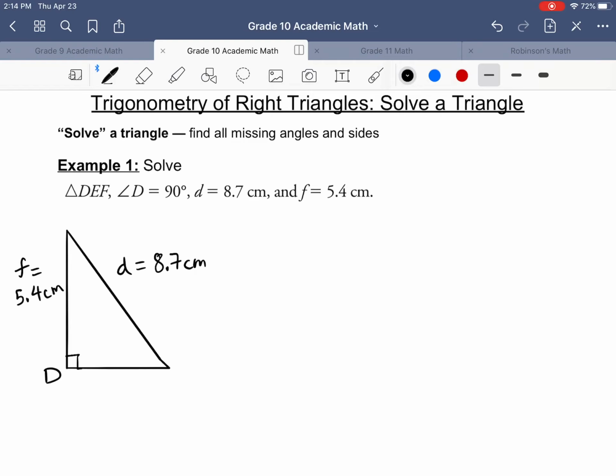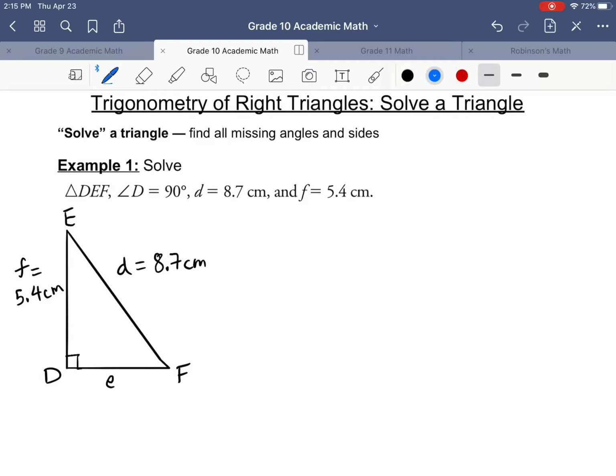Okay, so we've labeled what we are given, and now let's label the other two vertices of our triangle. So across from side F, we will have uppercase F, and that means our other vertex or point of our triangle is going to be uppercase E, and then the side across from it is lowercase e. So we have to solve this triangle, which means we need to find angle E, angle F, and side E. So I'm going to start off with finding angle F.